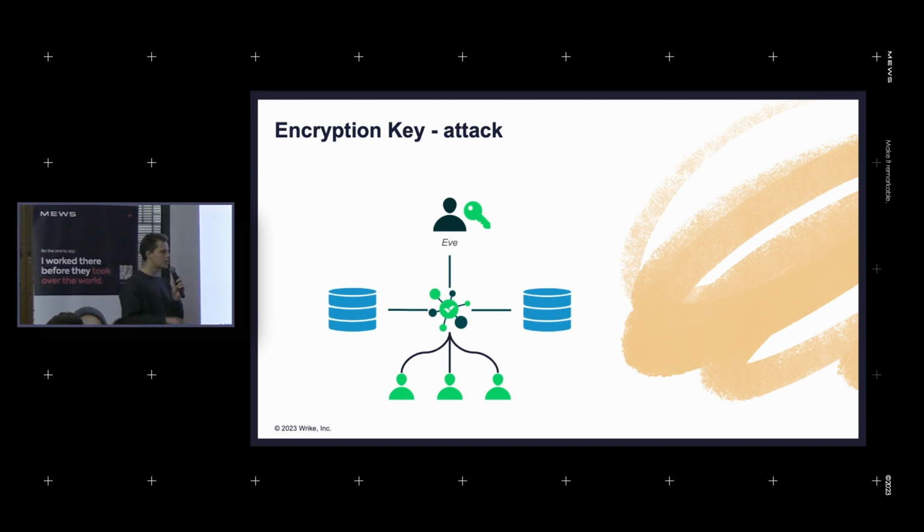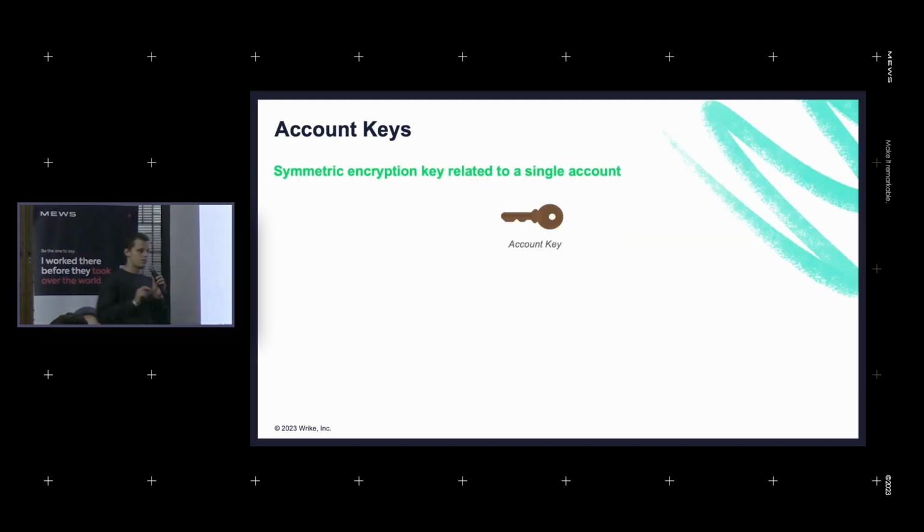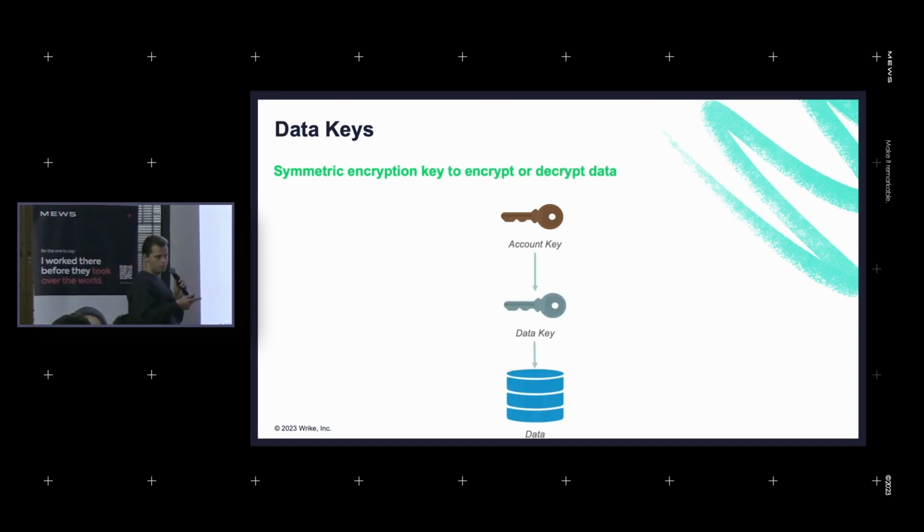She can decrypt anything. So we want to have some more granularity to it, and the first step is to have an account key. An account key is an encryption key which is related to a single account. There we go. We already have a little bit more granularity. We can do better than that, though.